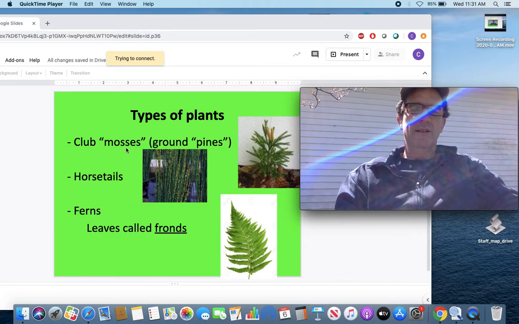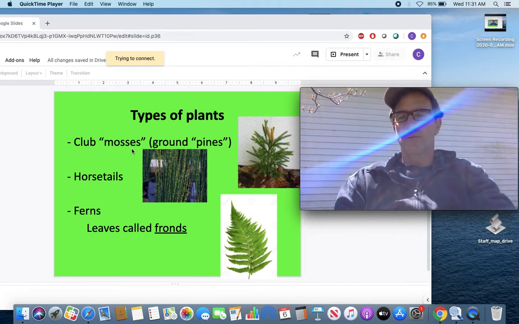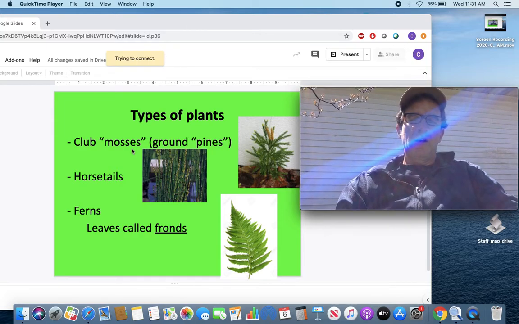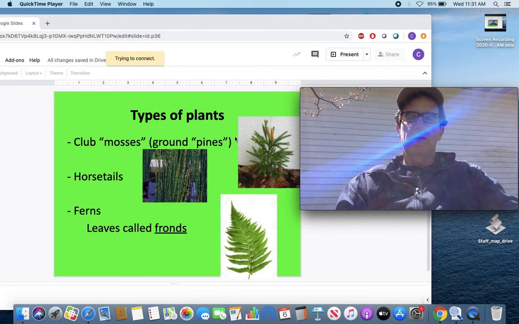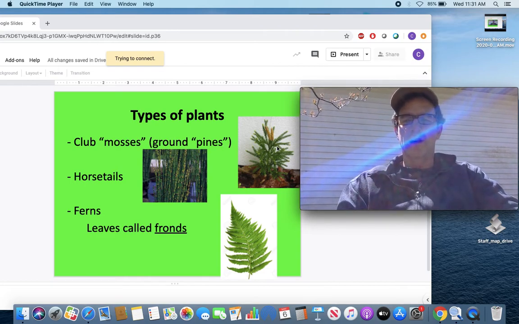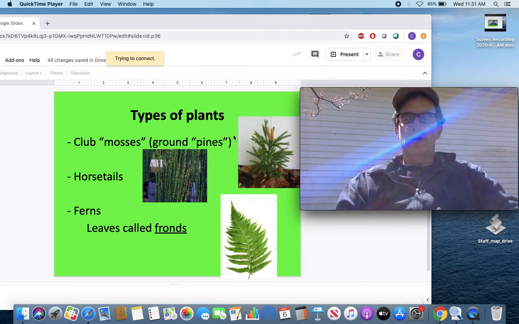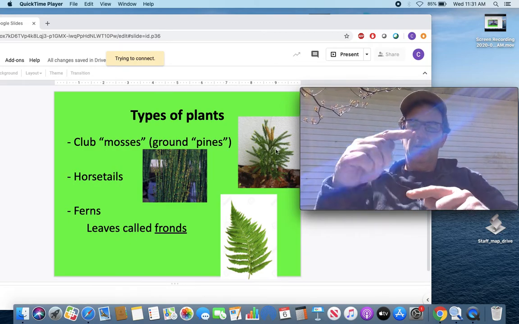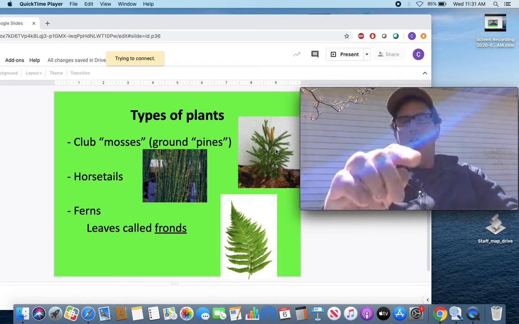The club mosses. I put this in parentheses because it's not a true moss, like a bryophyte like we talked about yesterday, but they kind of look like mosses. They're sometimes called ground pines. Again, we put pine in parentheses because it's not a true pine. So this is a club moss or ground pine. They look like miniature little pine trees. They're maybe about 6 inches tall.